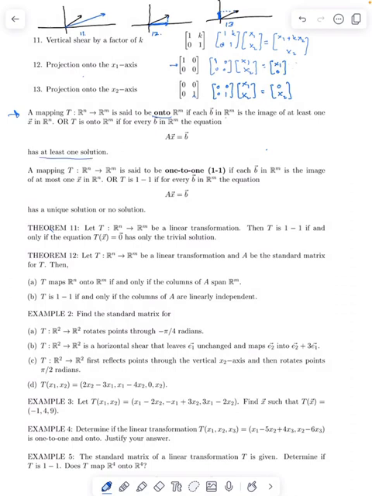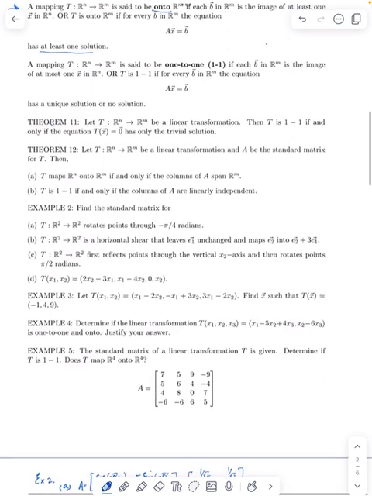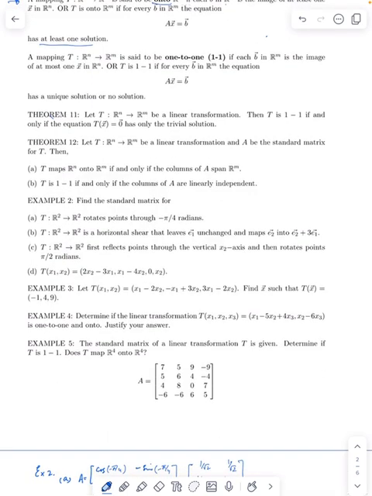Remember, at least one means one or more. At least 5 means 5 or more. So when we say at least one, it means it should have one, or it may have more than one solution. But having no solution will mean that the mapping is not onto.